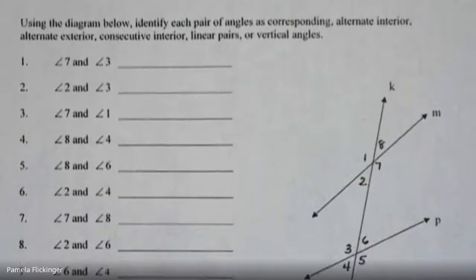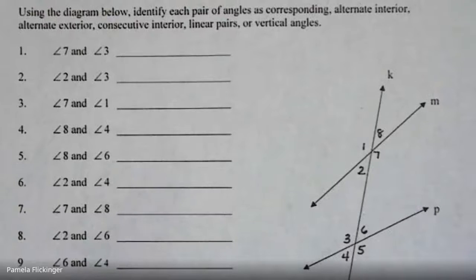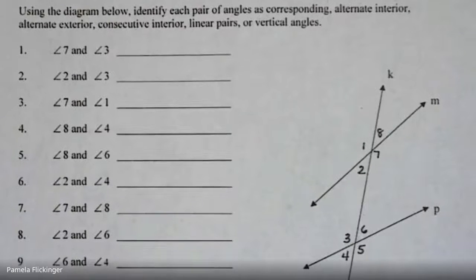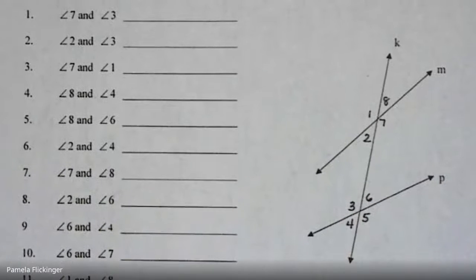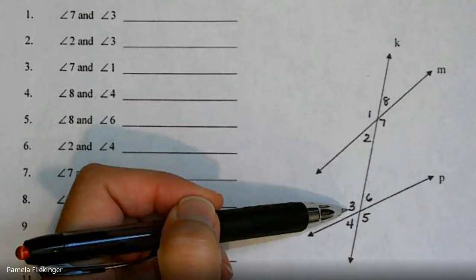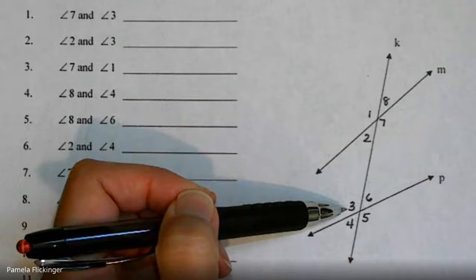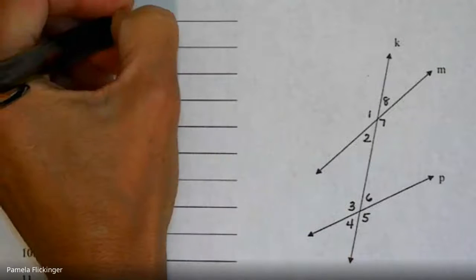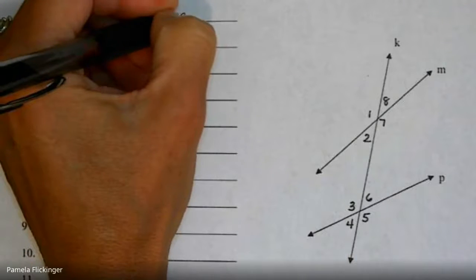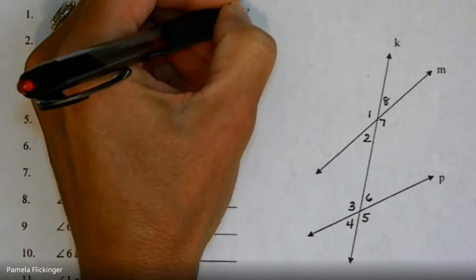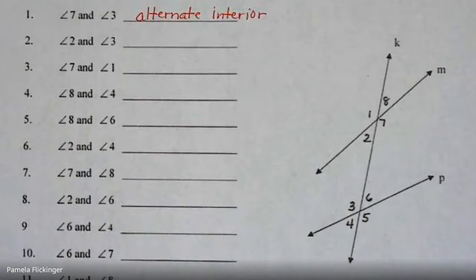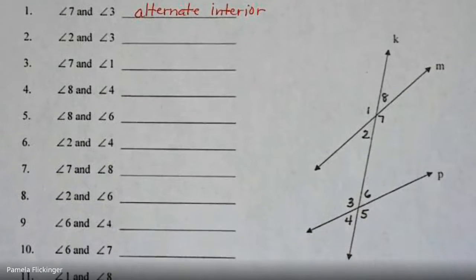All right, using the diagram below, it says identify each pair of angles as corresponding, alternate interior, alternate exterior, consecutive interior, or maybe linear pair or vertical angles. So the very first one is angles 7 and 3. They're in different clusters. So think of our 4 new ones. They're on alternate sides, different sides, and they are both interior. So these would be alternate interior angles.